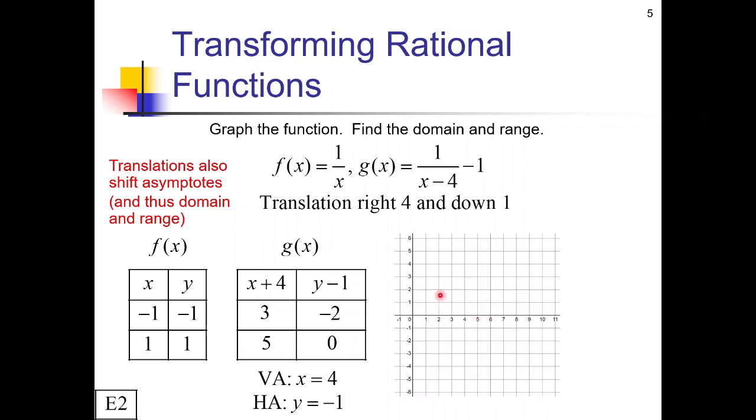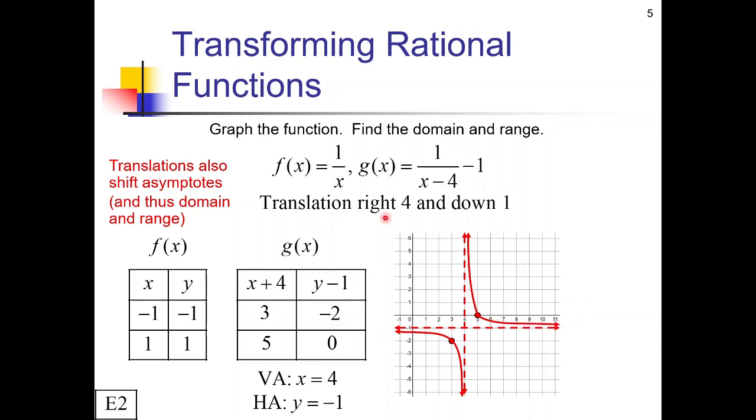So we've got, let's see here, x equals 4, my vertical asymptote's right there. And now let me graph y equals -1, the horizontal asymptote. And my 2 points, we have 3, -2, which is right down here. And 5, 0 is right up here. And then the branches going through those points on either side of my asymptote.